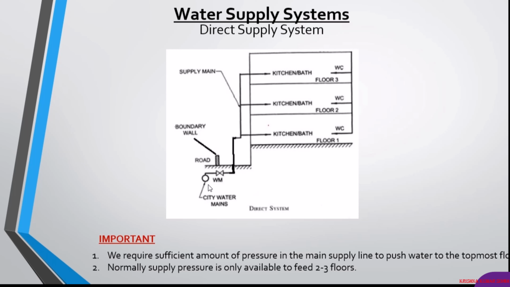But in most cases, the city main lines don't have an adequate amount of pressure to get the water from the lower level to the topmost floor without using a pump, right? So this supply system is only applicable if you have a one or two floor building, right? So by using this method, we can conclude that you cannot supply water to the topmost floor of a tall building.